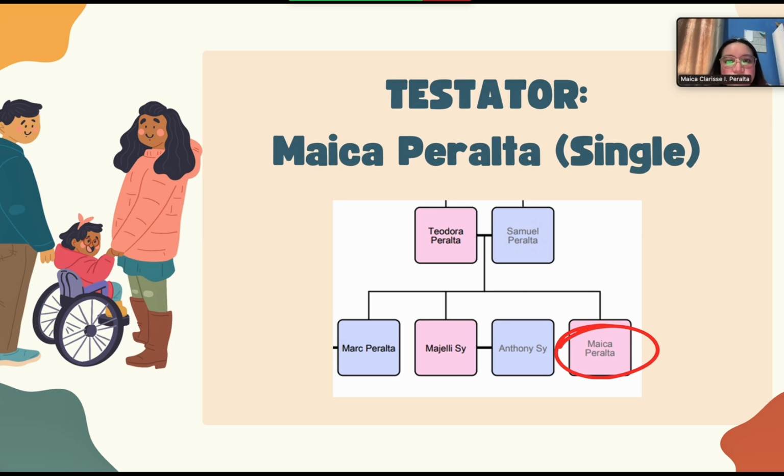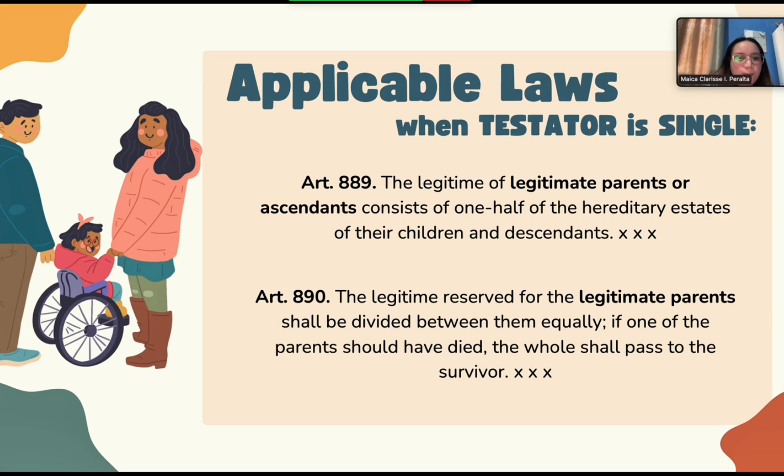To illustrate further the legitime, we have decided to use our family tree as an example. If I am the testator and my civil status is single, the applicable laws are Article 889 and Article 890.